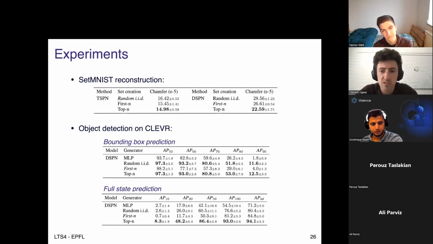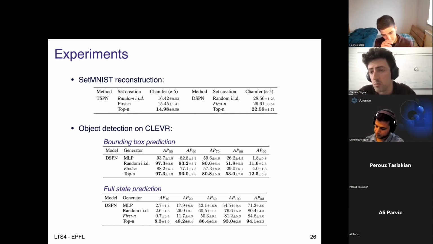In terms of experiments, the idea is to look first at other methods and just change the set creation method. So we look at two methods, called TSPN and DSPN, deep set prediction networks. TSPN uses independent sampling, DSPN uses first n. The first task is SetMNIST reconstruction. It's a set version of MNIST, like a point cloud with some noise inside. And it's just autoencoding, so what you measure is the reconstruction metric on the training set.